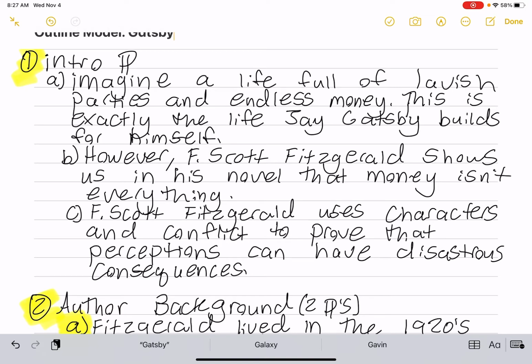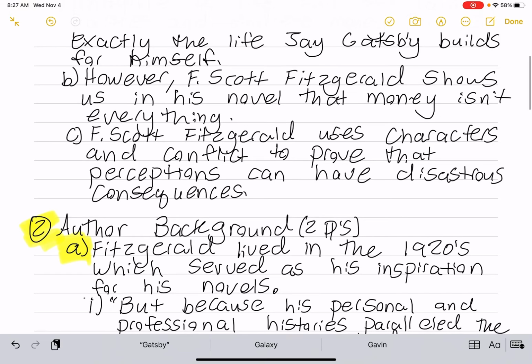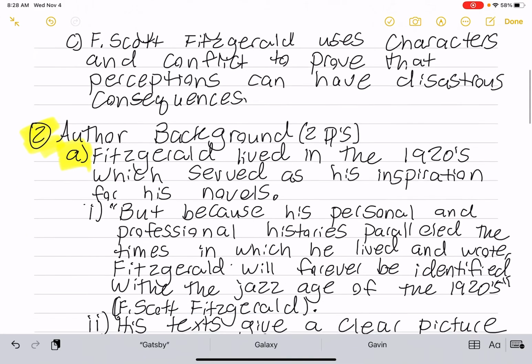And then I transition into The Great Gatsby and I say, however, F. Scott Fitzgerald shows us in his novel that money isn't everything. And then for C, I have my thesis statement where I say F. Scott Fitzgerald uses characters and conflict, those are my two literary devices, to prove that perceptions can have disastrous consequences. And that's my introduction paragraph.